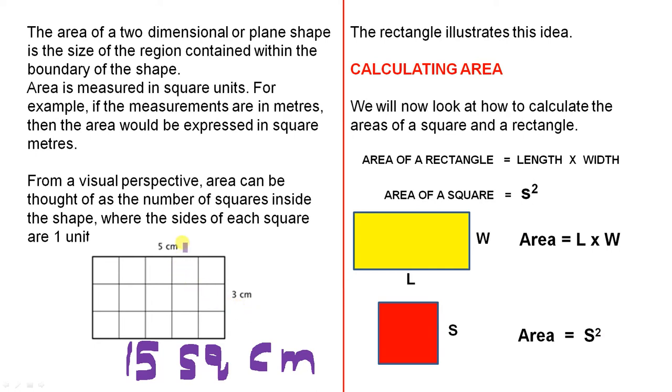So over here, if we use the formula, the area of a rectangle will be the length times the width, which will be 5 centimetres by 3 centimetres. 5 threes are 15, and that's 15 square centimetres. So you can also find the area just by using the formula. Let's look at some examples on the next slide.